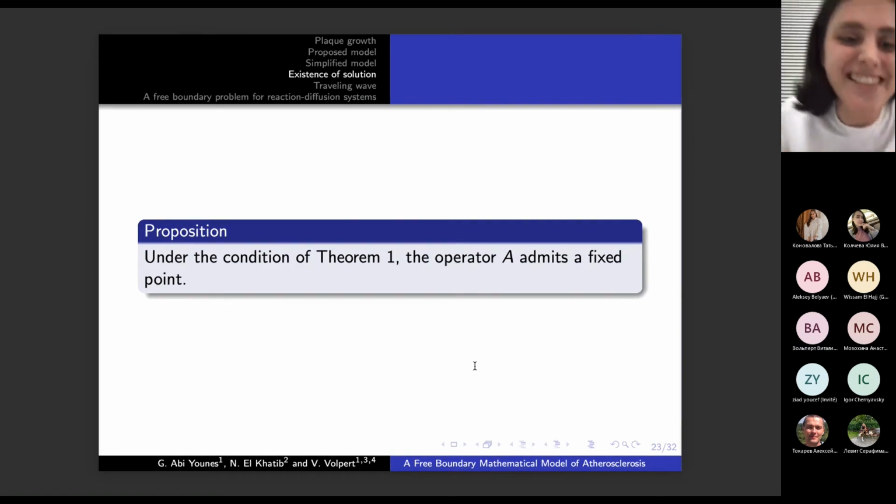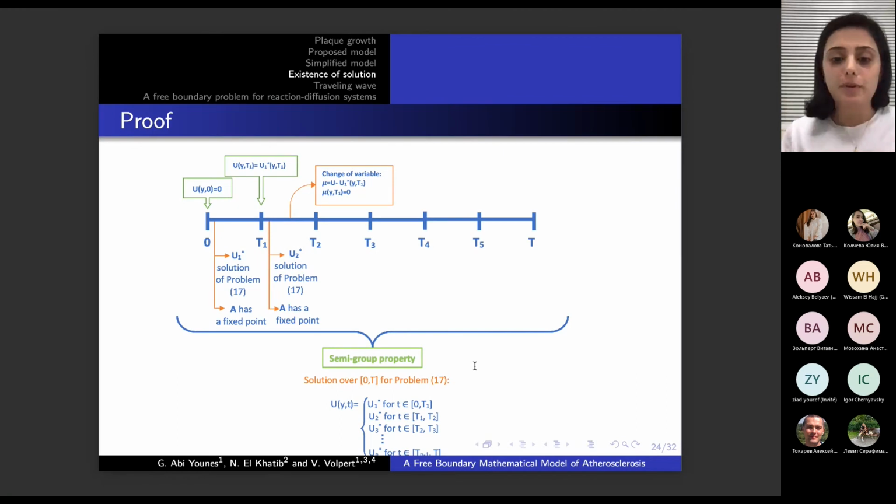Okay. So under the condition of theorem 1, we can also say that the operator A admits a fixed point. I will explain how to prove this proposition, and then I will explain why we need this proposition. To prove this proposition, we are going to partition our time interval from 0 to t into different sub-intervals.